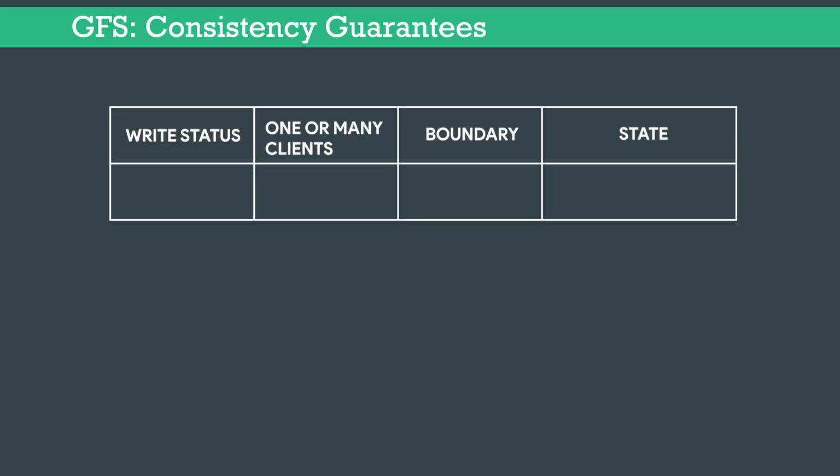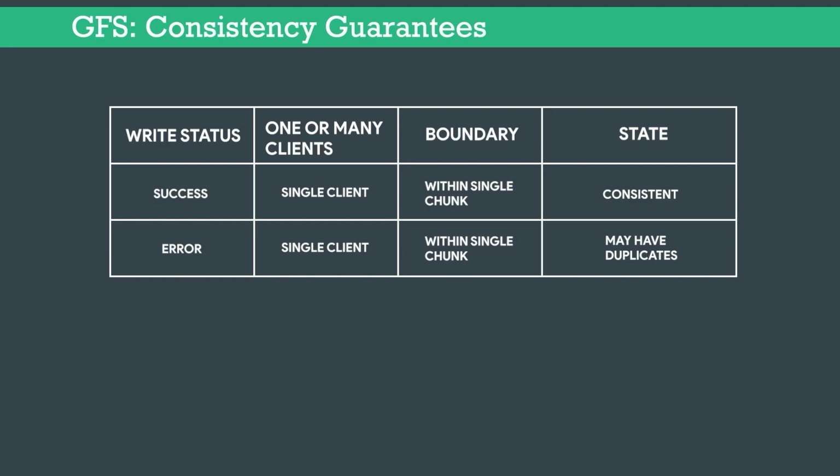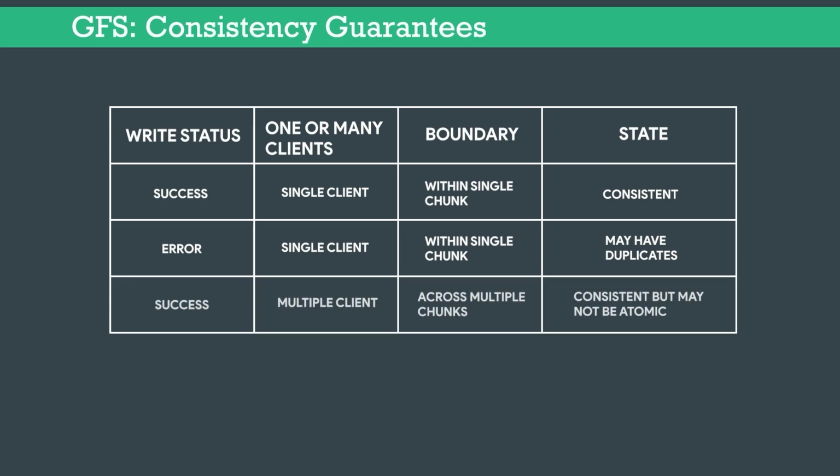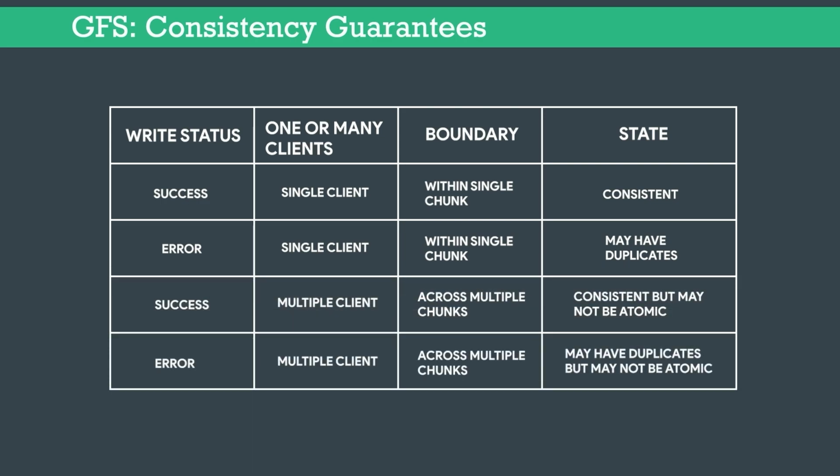When writes to a file succeed without any failures and there were no concurrent writes, the state of the file is consistent and all the clients will see what was written in its entirety, even when writes span across chunks, since there is only one writer. However, if multiple clients write data that spans across multiple chunks, it may happen that the state of the file is consistent, but it may not reflect what any single write intended to do.